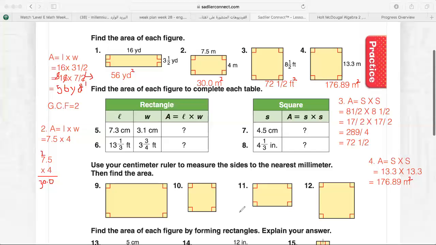Okay, girls, all the problems are repeating themselves. Here in number 4, 5, 6, 7, 8, they give you the length and the width, and they want you to calculate the area. So you're going to multiply the two numbers here and the two numbers here. But here the side is 4.5, so 4.5 multiplied by 4.5.